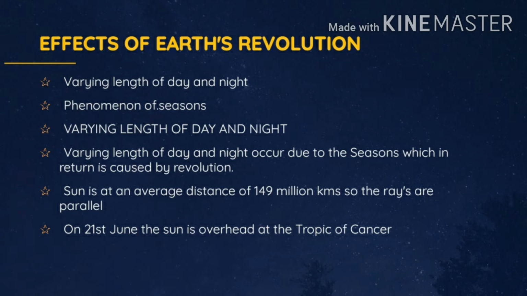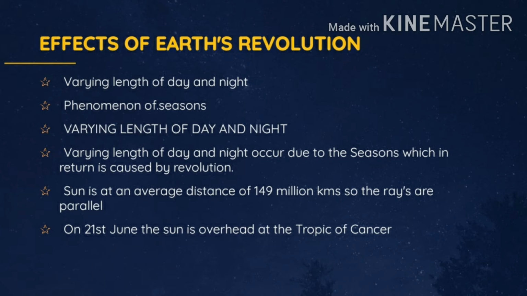First we will deal with the varying length of day and night. So, what exactly is the varying length of day and night? It is the difference in the length of day and night in different parts of the year. That is the varying length of day and night.